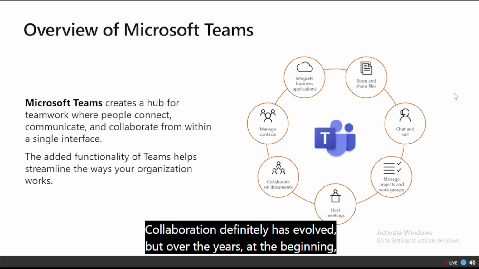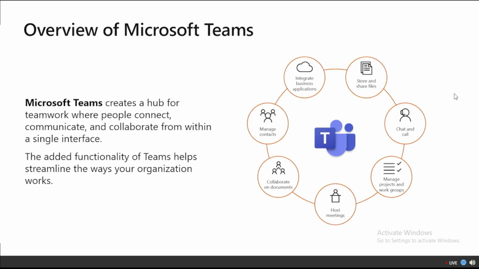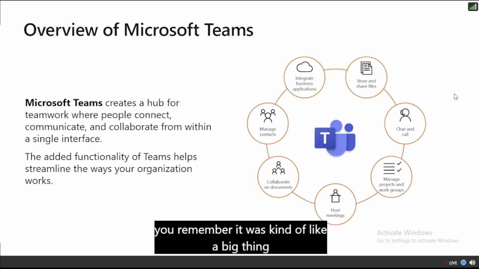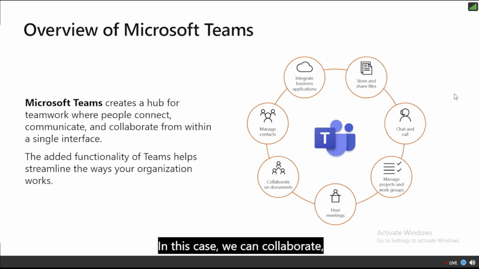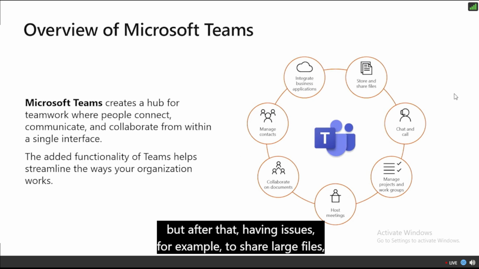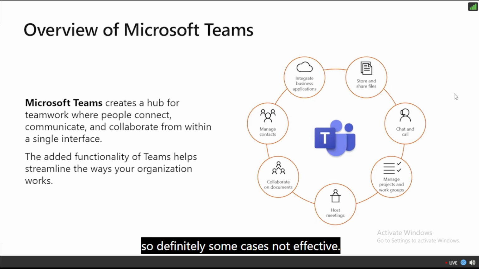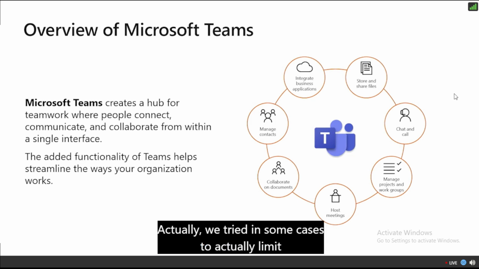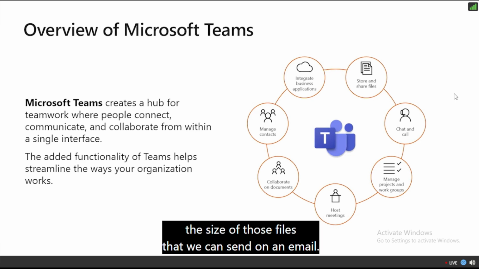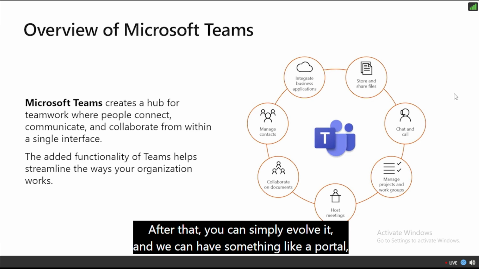Collaboration has definitely evolved over the years. At the beginning, maybe you remember, it was a big thing when we were able, for example, to send a message over an email. In this case, we can collaborate, but then have issues, for example, sharing large files. So in some cases, it's definitely not effective. And we actually tried in some cases to limit the size of the files that we can send on an email. After that, it evolved, and we can have something like a portal.